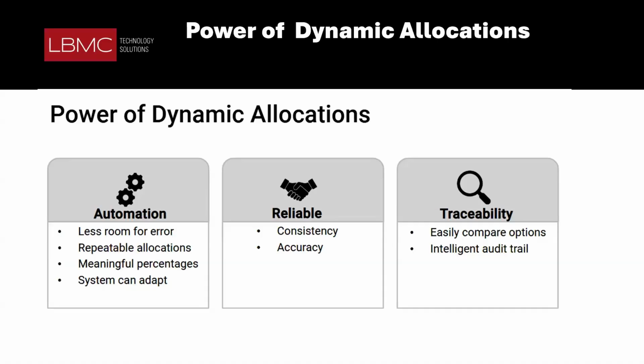Now, the power of dynamic allocation gives you the ability to better automate your environment. This gives less room for errors. It gives you repeatable allocations because those allocations will always be in your environment, ready to be distributed and generated on your schedule. It gives you meaningful percentages, and the system can also adapt to real world updates. It is reliable, consistent, and also accurate. And you are also able to easily trace any of your transactions within intelligent audit trails, and compare your options at a glance.